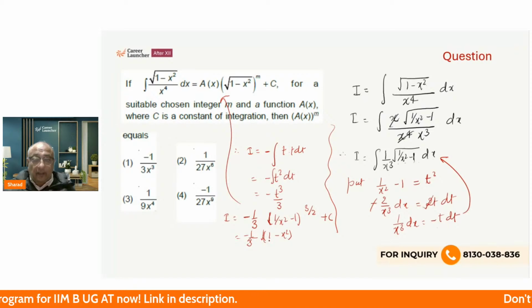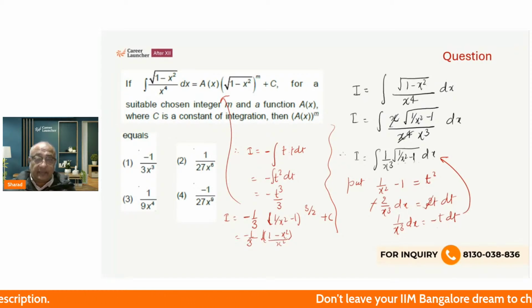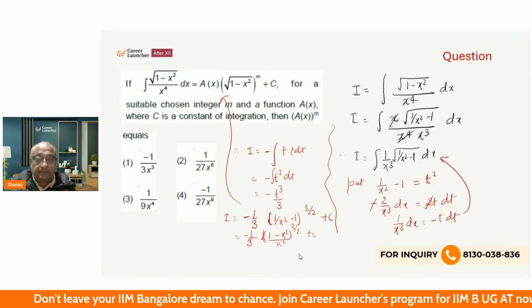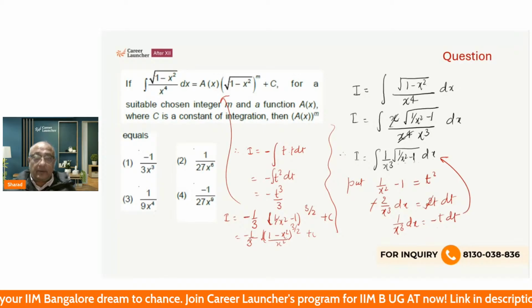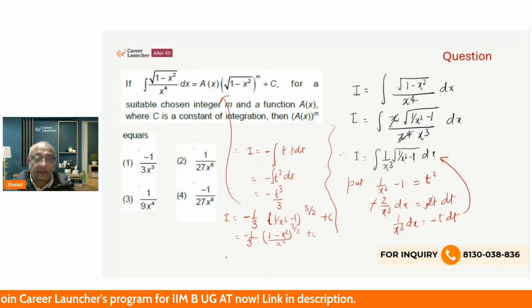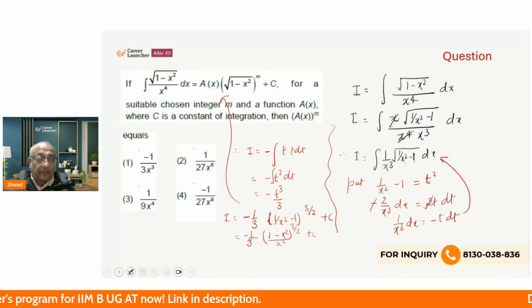Upon x squared raised to the power 3 by 2 plus c. Understood? Right? Let me modify this and write it well. So what do we have? Now let me use another pen.